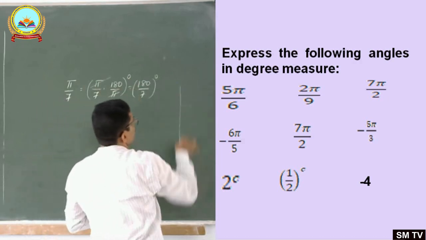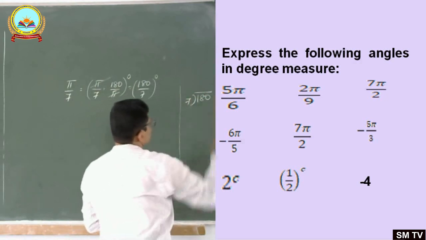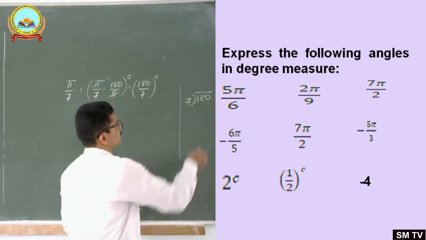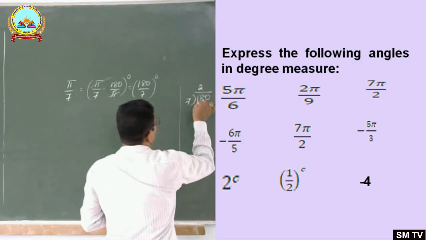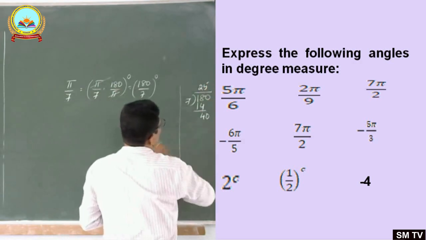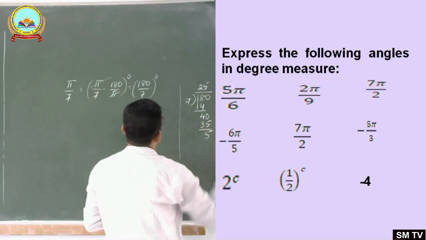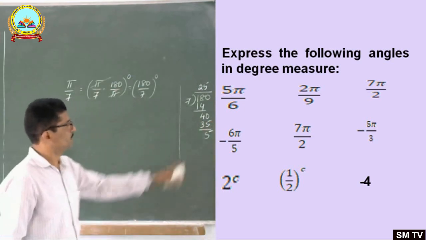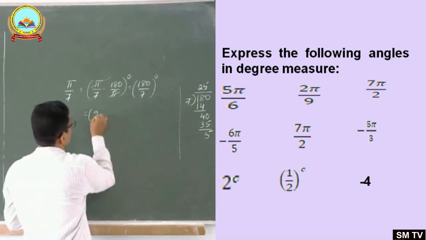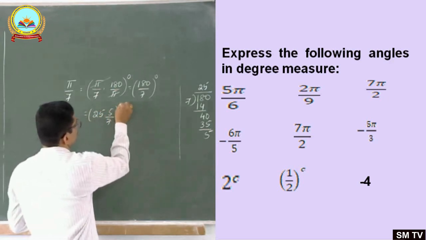Therefore, using the division algorithm, just dividing numerator by denominator, we convert into a mixed fraction. 7 into 2, you get 14. Its value is 40. 7 into 5, its value is equal to 35. The remainder is equal to 5. It's clear. Therefore, rewrite its value as 25 and 5 divided by 7 degree.